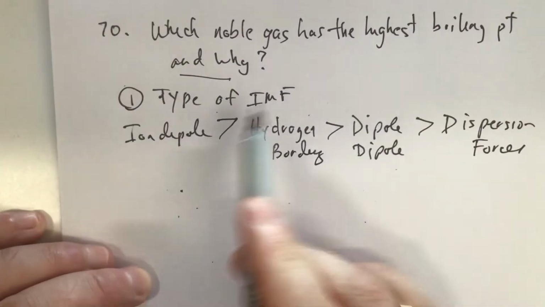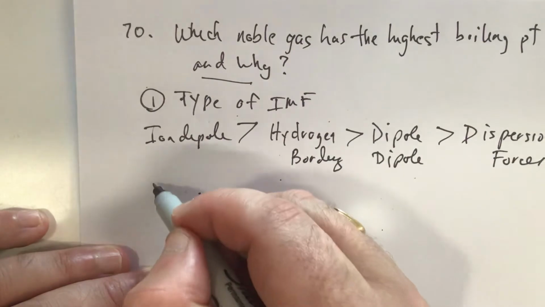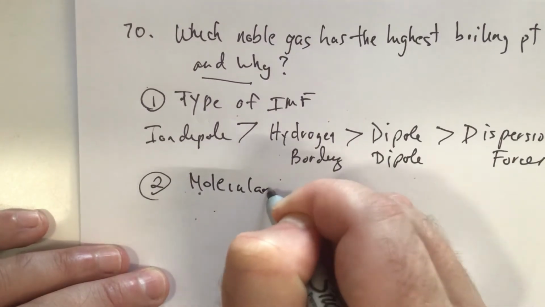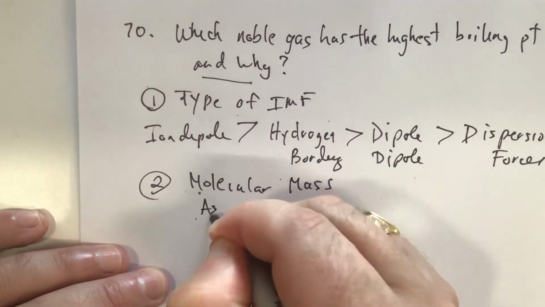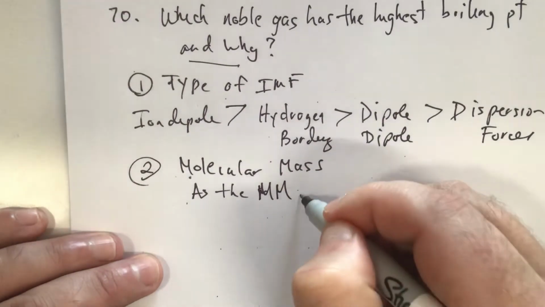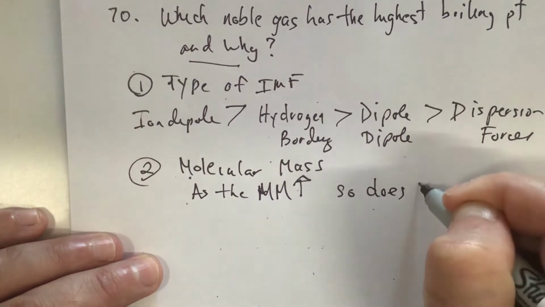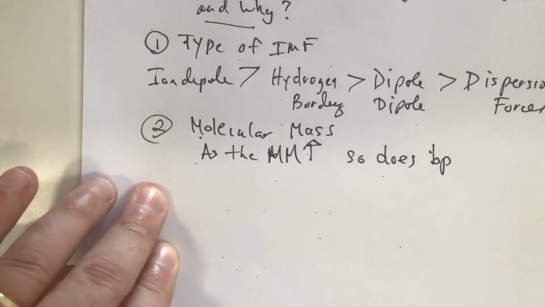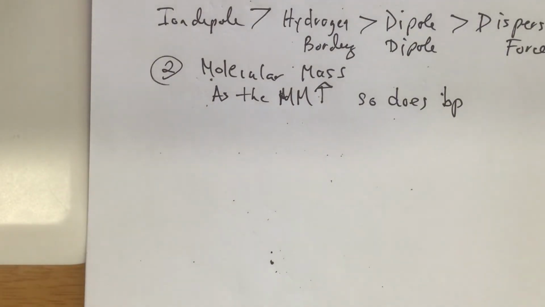Okay, so that's the first thing to consider: what type of IMF. And then the second thing we should consider is, what is the molecular mass? Because as the molecular mass increases, so does boiling point. Why? Because it's going to take more and more energy to take apart those bonds with increasing molar mass.